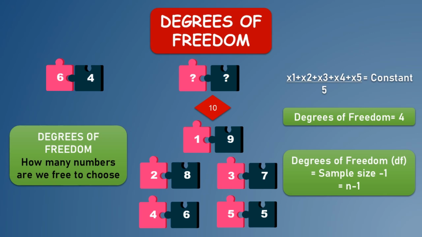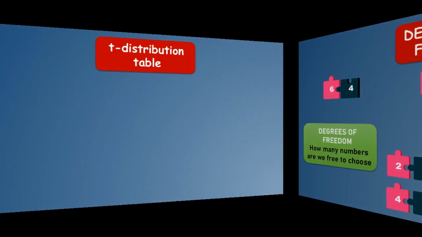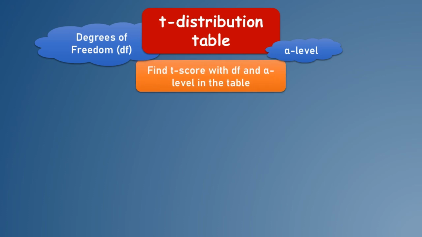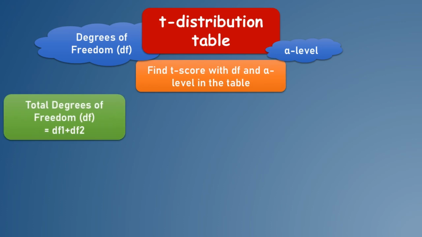Now, how to compare the t-score p-value with the alpha level? For that, we use the t-distribution table. Now, this table is based on degrees of freedom and alpha level. So, instead of figuring out the p-value of the t-score, we find out the t-score with specific degrees of freedom and alpha level. Total degrees of freedom is obtained by summing up the degrees of freedom of each sample.